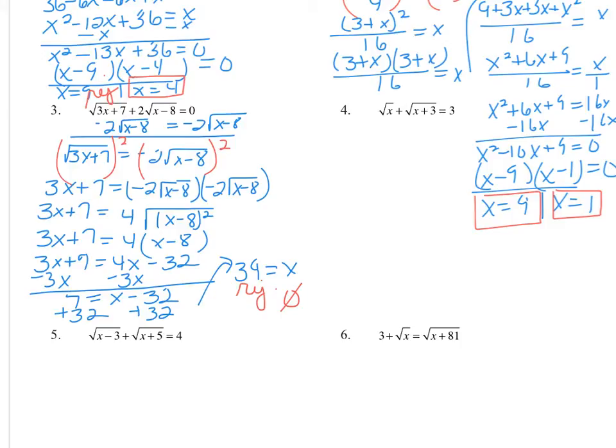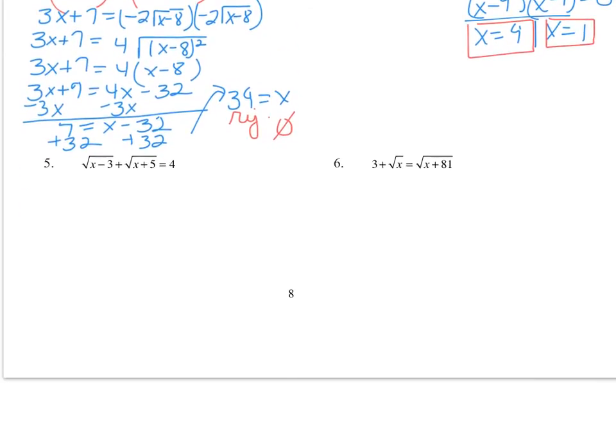Okay, let's go and try number 6. We're going to skip number 4 for today. We're going to go right down to number 6. I want to isolate the radical as much as I can, and honestly, the right side is already isolated. I really can't do anything to the left side, so I'm going to go and try and square both sides.